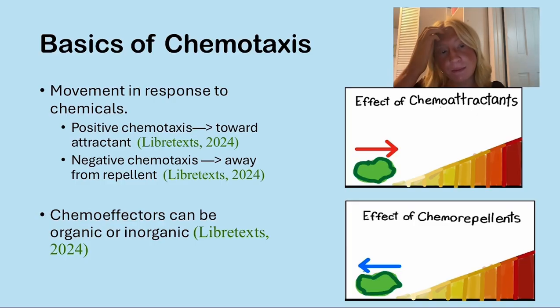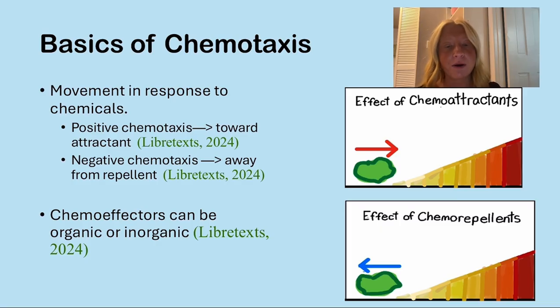So I'm going to talk about chemotaxis. Chemotaxis is when bacteria can sense and respond to a chemical surrounding them in their environment. Chemotaxis can be positive or negative. Positive chemotaxis is when the cell detects something good, like a nutrient or food, and it wants to go towards it, so it's attracted to it.